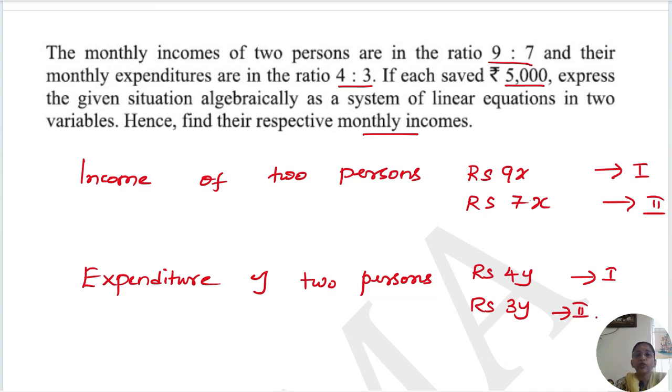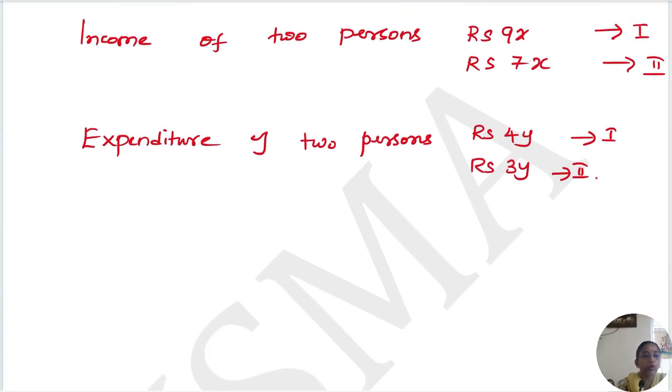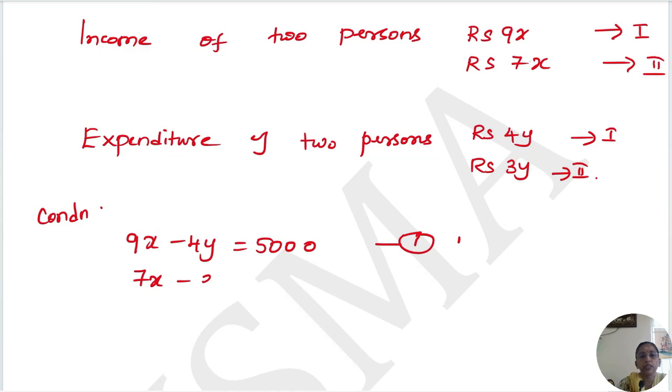Now each saved rupees 5,000. So both are saving 5,000. So according to our condition, for the first person, if we are writing our equation, 9x minus 4y is equal to 5,000. So this is equation 1. For the second person, this is 7x minus 3y is equal to 5,000. So solve these two equations so you can get your value of x and y.